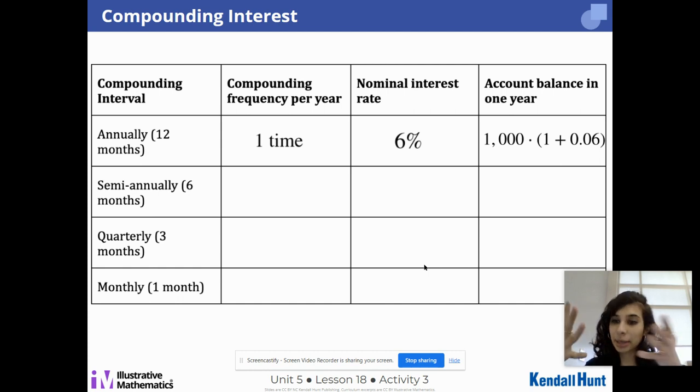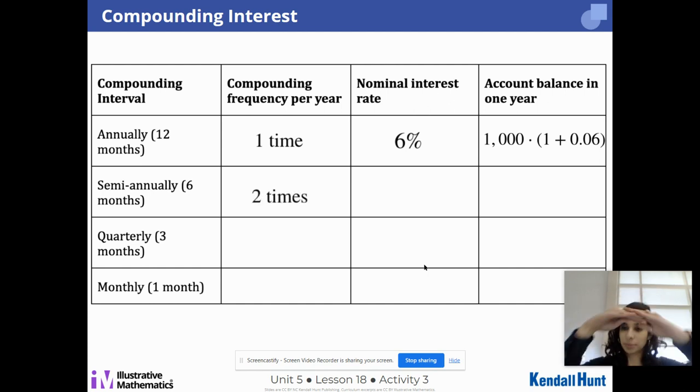What happens if I'm compounding semi-annually? Semi-annually means every 6 months. That means I'm compounding 2 times per year, right? First 6 months pass, and then another 6 months pass. And so my interest rate is not a full 6% because I'm not doing that every time. I'm compounding 3% because I'm doing 3% the first half of the year and then another 3% the second half of the year, which gives me a total of 6%, but I'm not doing 6% every time. And so how do I represent that? I represent that using compounded interest.